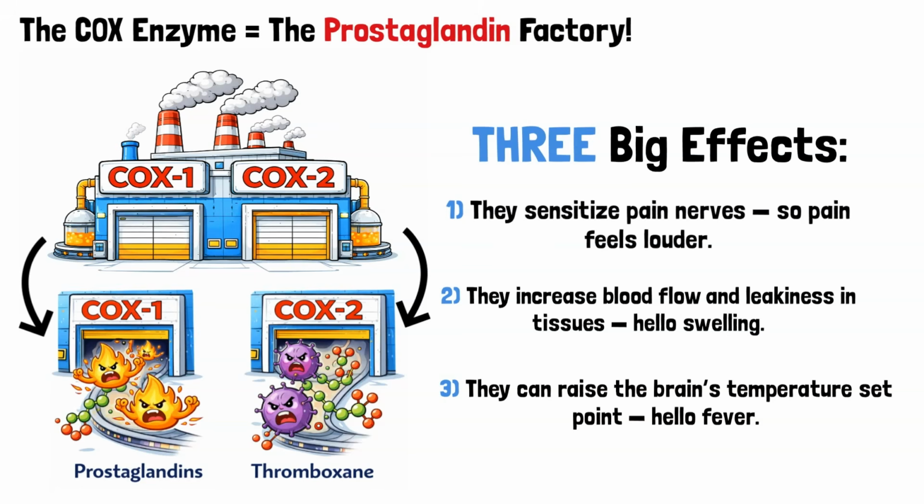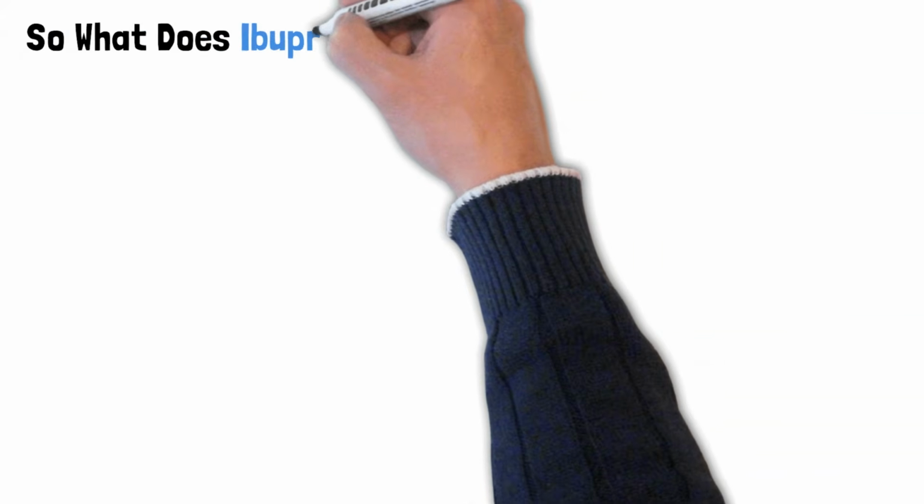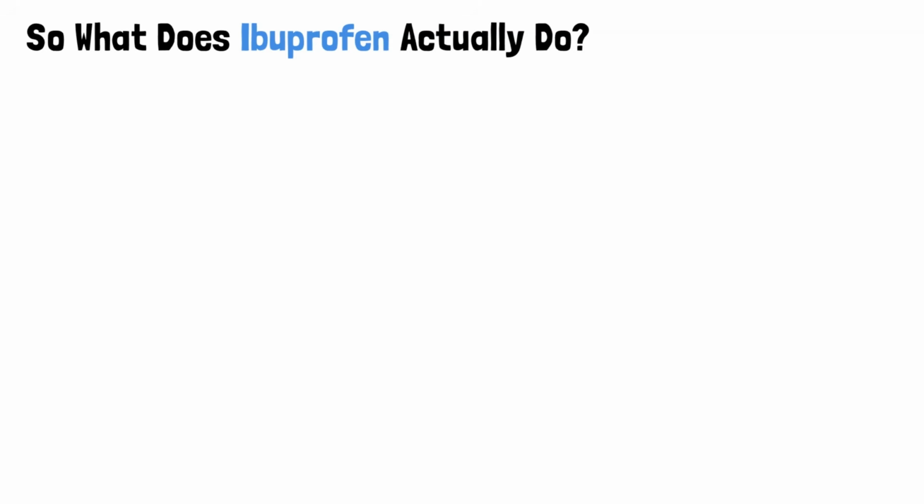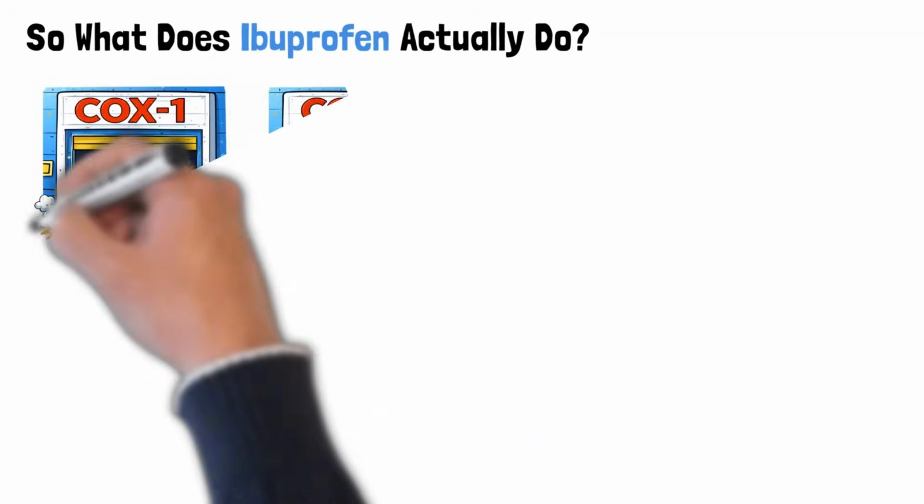So that's what I want you to take from here, that these are pro-inflammatory signals and we know how they're made. So now we can talk about how we can stop them. So what does ibuprofen actually do? Now we can talk about its mechanism of action and how it helps us with swelling and pain.